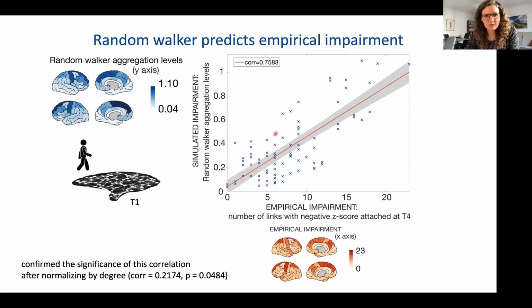But there's also more to that story, because when we correct for degree, which I put here because it's great to talk to other network scientists about this, the relationship was weaker, but still there. So it has to do with the degree, but the degree doesn't seem to be the whole story.